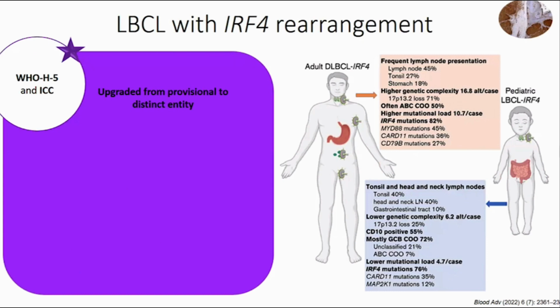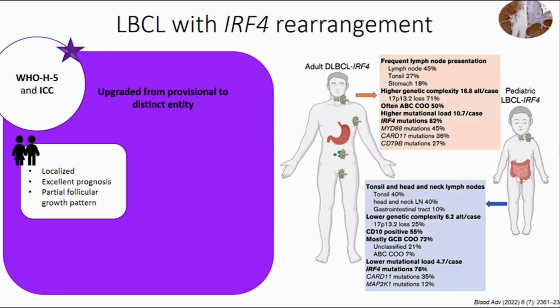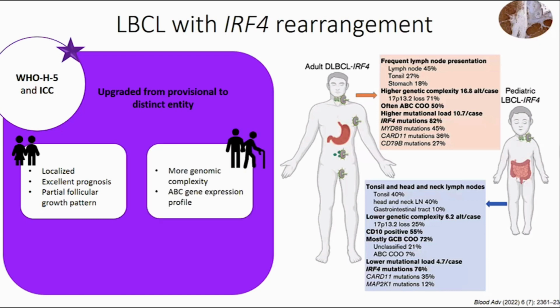But we had quickly discussed a large B-cell lymphoma with IRF4 rearrangements. Here in the WHO 5, it's actually listed under aggressive lymphomas, whereas in the ICC, it's positioned under follicular lymphomas. But both the classifications have made it its own distinct entity. This diagnosis is prevalent mostly in kids and young adults. It's pretty localized, has an excellent outcome, has that partially follicular growth pattern, but adult cases seem to have more genomic complexity, have that activated B-cell like gene expression profile. And ultimately, diagnoses are based on the IRF4 rearrangement by FISH.